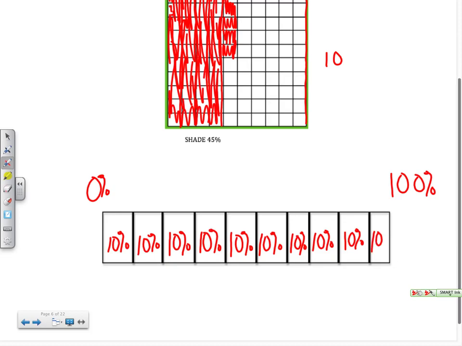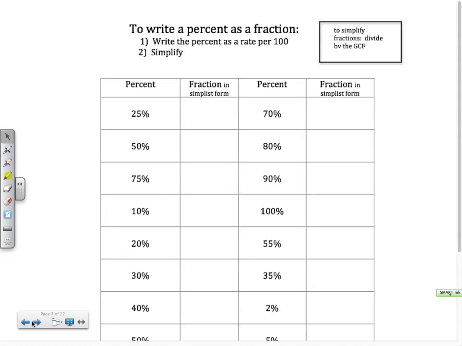So I'm going to need to break off 45% to show you what 45% looks like as a bar model. So here's 10, 20, 30, 40, and half of 10 is 5, so this green that I just marked off represents 45%. So that's what percents are. They're always going to be out of 100. All right, so let's see how we work with them using numbers.